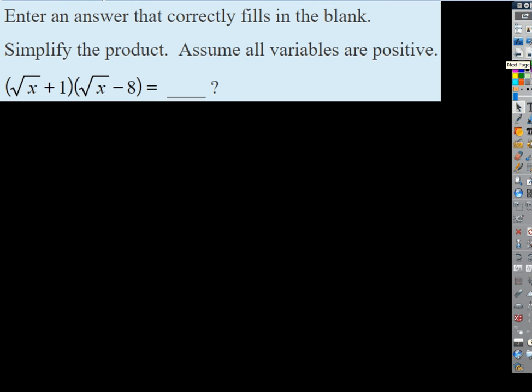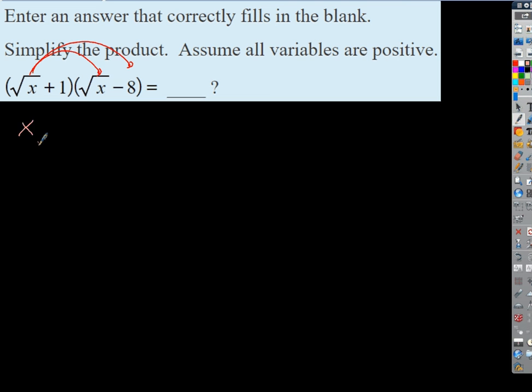Okay? This looks harder, but it's not. We're just going to do the same stuff we would normally do when we multiply two binomials together. We distribute, right? But when we multiply the radicals, we just have to be careful about how we do that. Okay, so when I distribute the square root of x, what am I going to get? What's the square root of x times the square root of x?